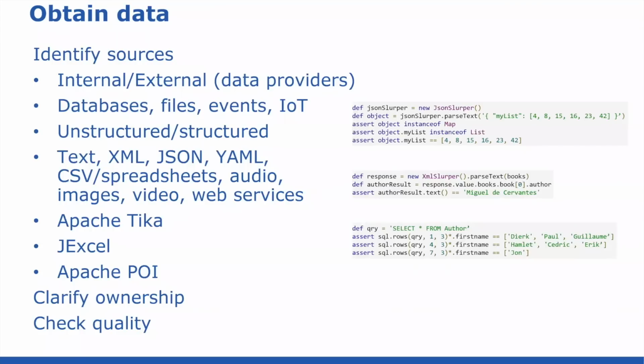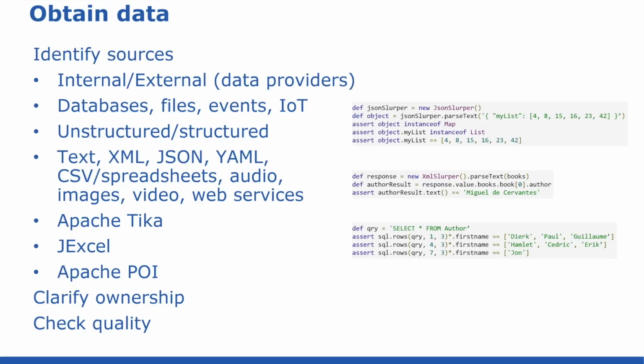Now, the first thing you might want to do is obtain your data. So you're going to identify the sources of data, and you'll be doing things like clarifying the ownership and checking the quality. That's all understood. Some sources might be external data providers, some will be internal. You'll have different kinds of data: databases, files, events. In the Internet of Things space, you might have all sorts of event information piling in at an enormous rate, so it'll be streams.